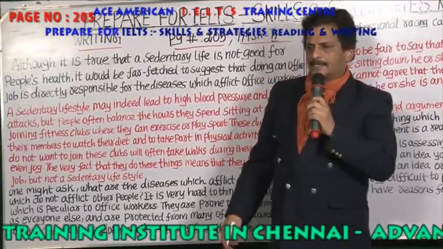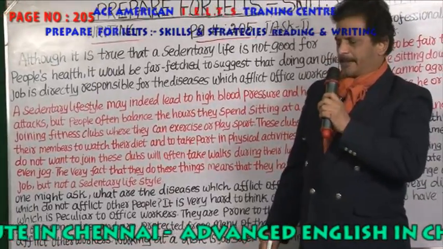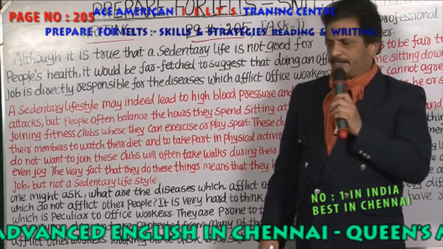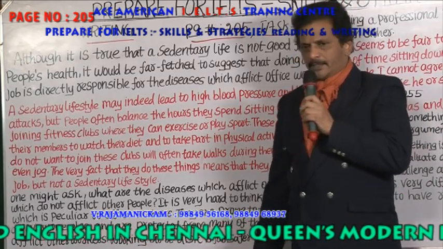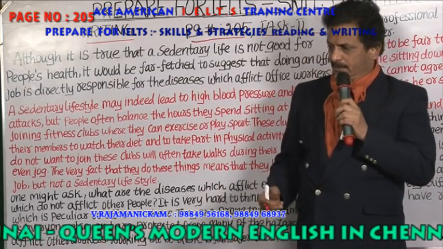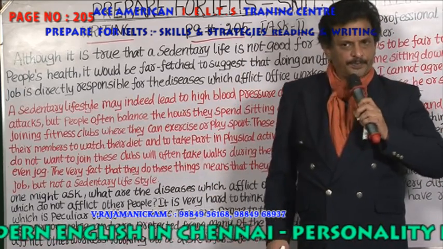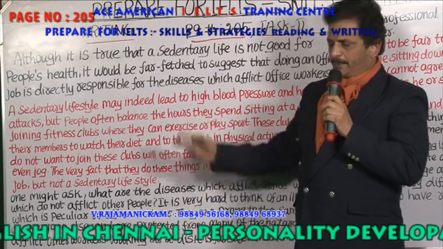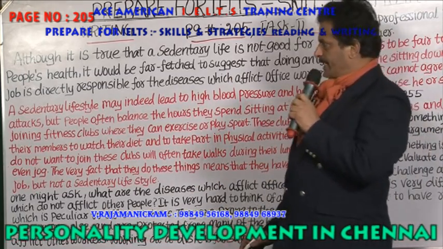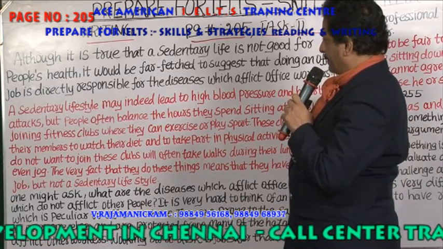So in your IELTS, in academic or general, in task 2, you have to write an essay of almost 250 words. A topic would be given. So we have seen a number of types of essays. Either you have to agree or disagree with the topic. You have to state your opinion. So different types of essays we have seen. Now we have come here for an essay where you agree or disagree.